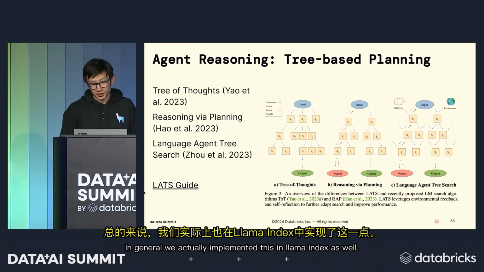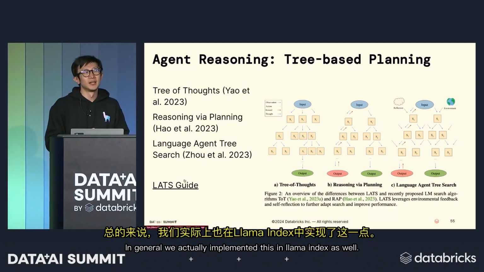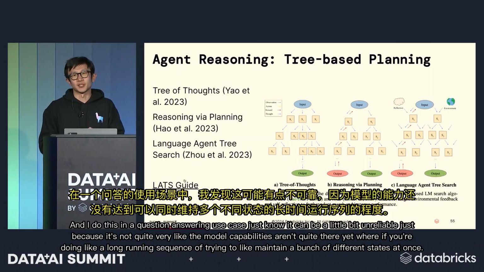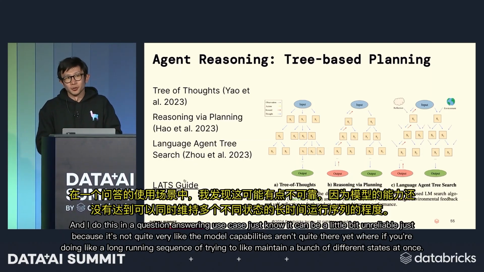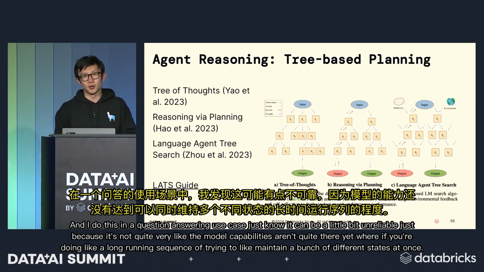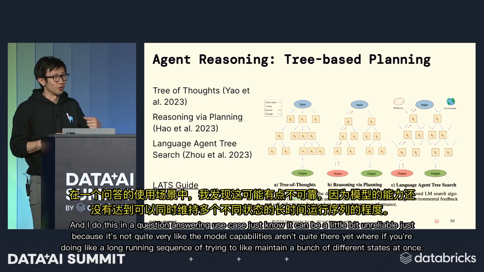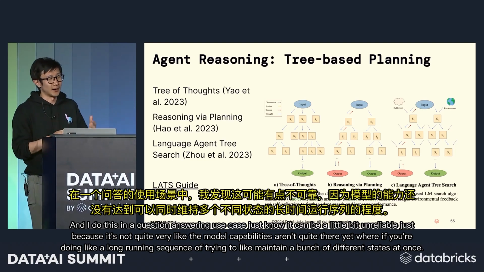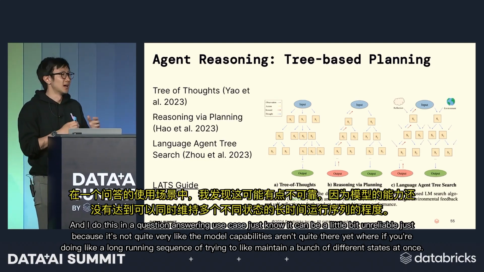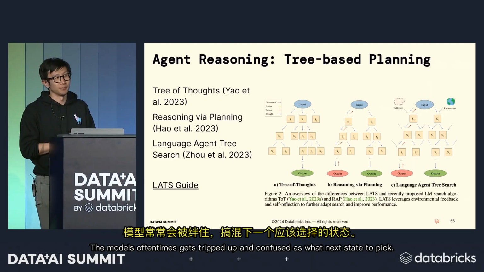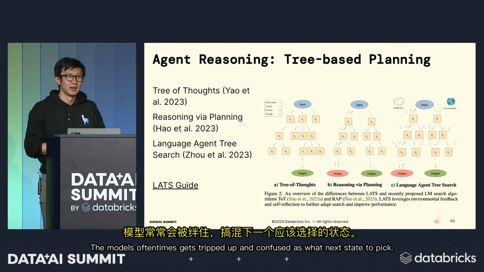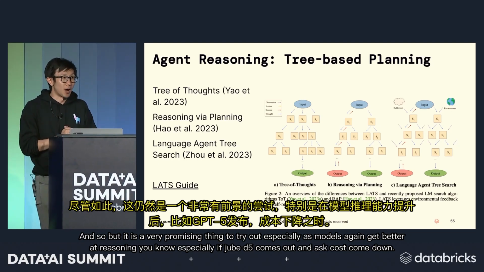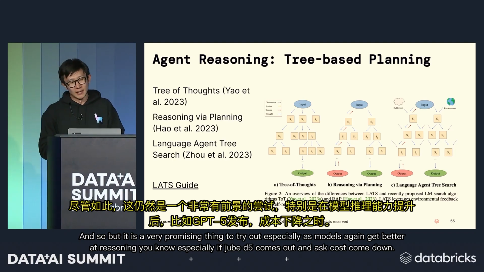In general, we actually implemented this in LlamaIndex as well. If you're trying to do this in a question answering use case, just know it can be a little bit unreliable because it's not quite there yet. The model capabilities aren't quite there yet, where if you're doing a long-running sequence of trying to maintain a bunch of different states at once, the model often gets tripped up and confused as to what next state to pick. But it is a very promising thing to try out, especially as models, again, get better at reasoning, especially if GPT-5 comes out and as costs come down.